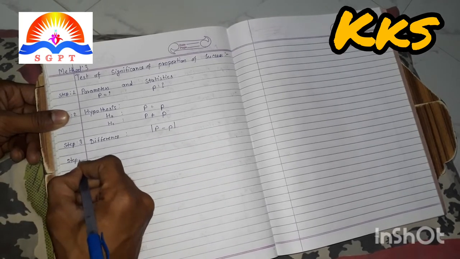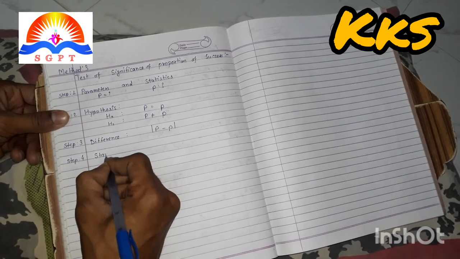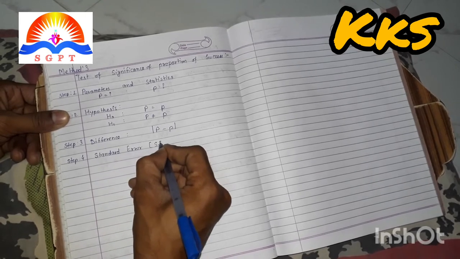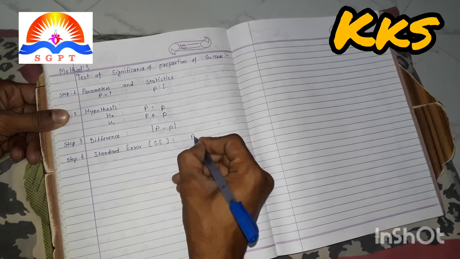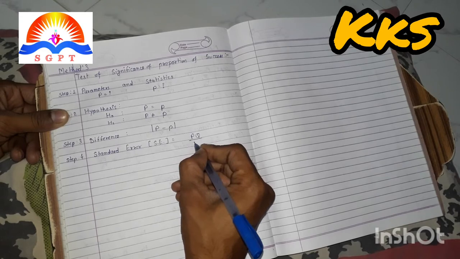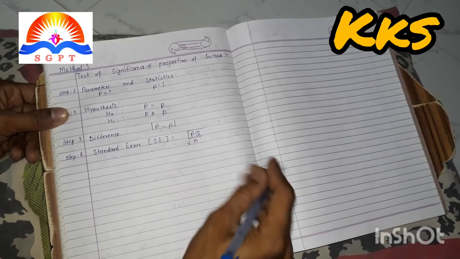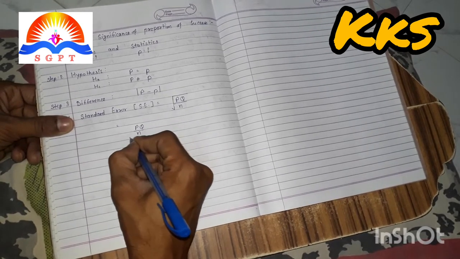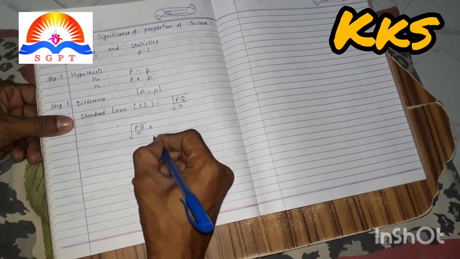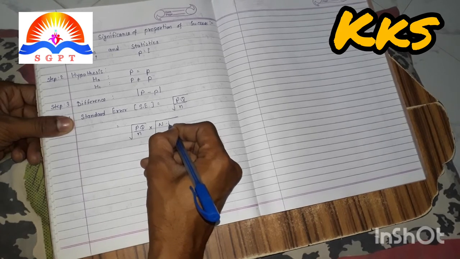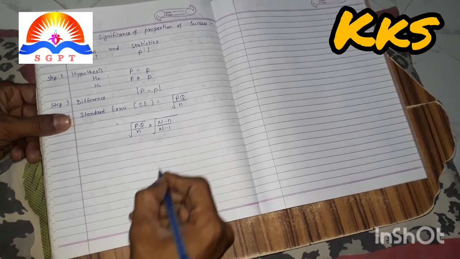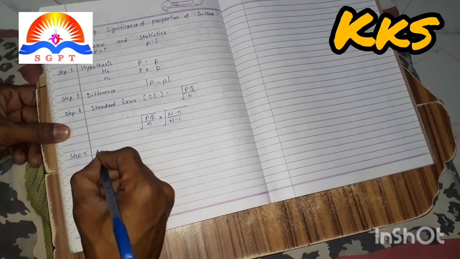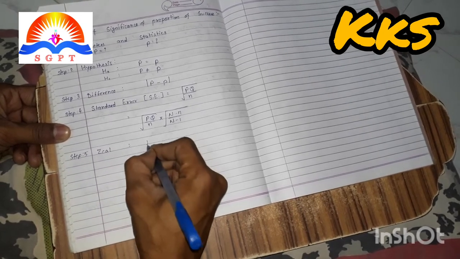Step 4, standard error. SE is the square root of capital P, capital Q upon small n, or if capital N is given, PQ upon small n multiplied with N minus n upon N minus 1. Step 5, Zcal is difference upon SE.